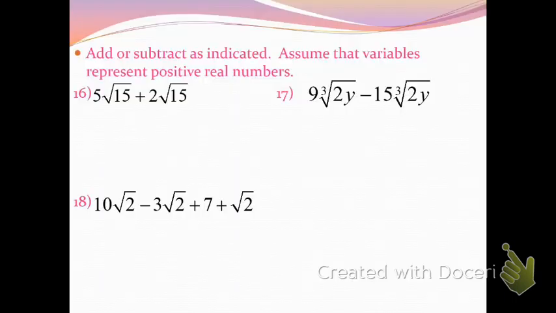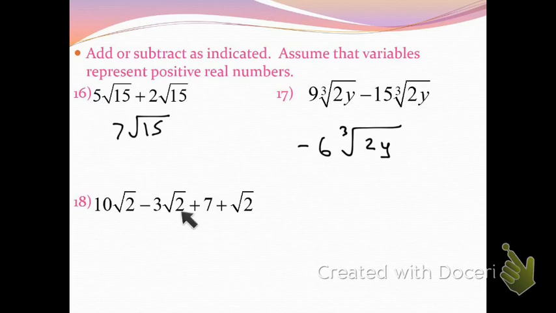So here we go. I have 5 square root of 15 plus 2 square root of 15. Do I have like radicals? Yes. What's 5 of them plus 2 of them? 7 of them. Look here at 17. I have cube root 2y, cube root 2y. What's 9 minus 15 of them? Negative 6 cube root 2y's.